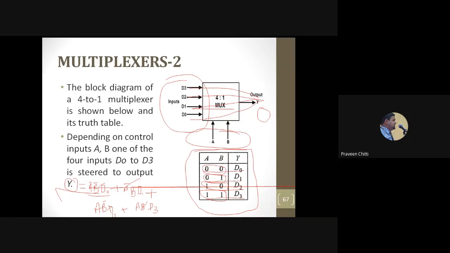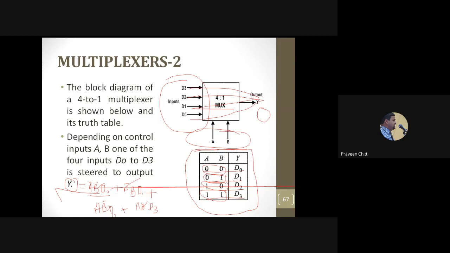Then how do you modify this table for the 8:1 mux? Instead of A and B, now we have to show A, B, C, 3 inputs. How many combinations will you get with 3 inputs? 8 combinations. Starting from 0 0 0 till 1 1 1: 0 0 0, 0 0 1, 0 1 0, 0 1 1, 1 0 0, 1 0 1, 1 1 0 and 1 1 1. Based on these combinations, one of the 8 inputs between D0 to D7 will be passed to the output.